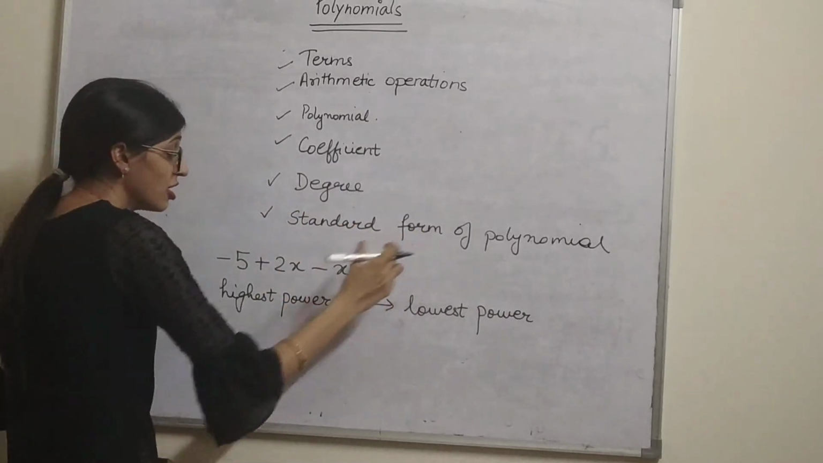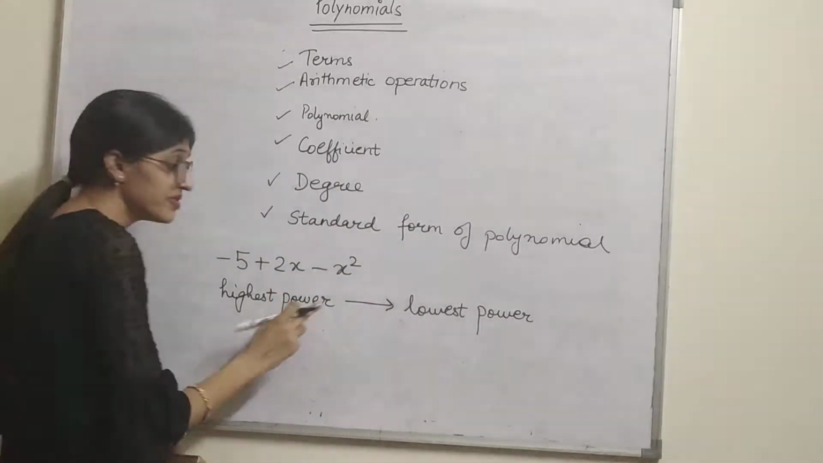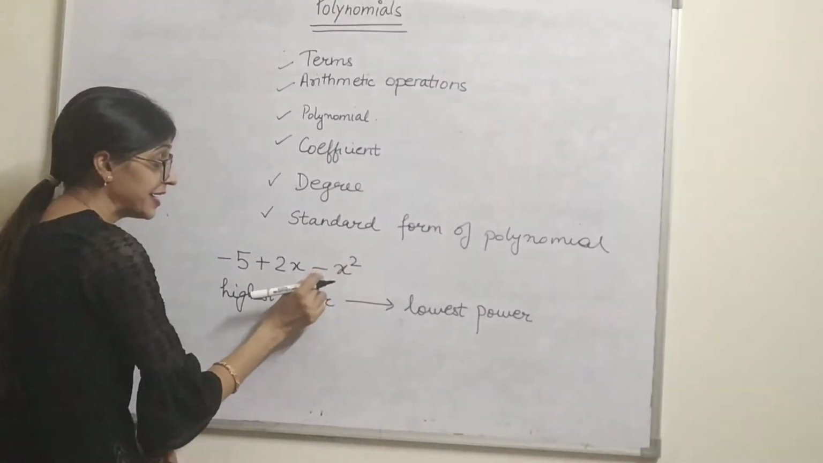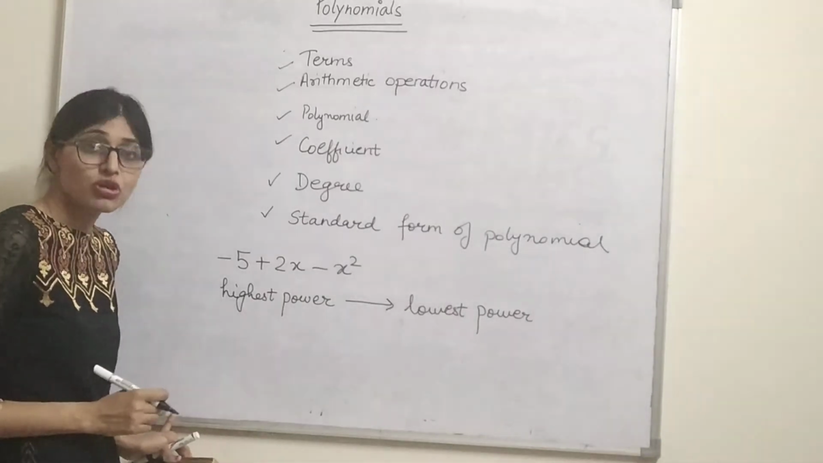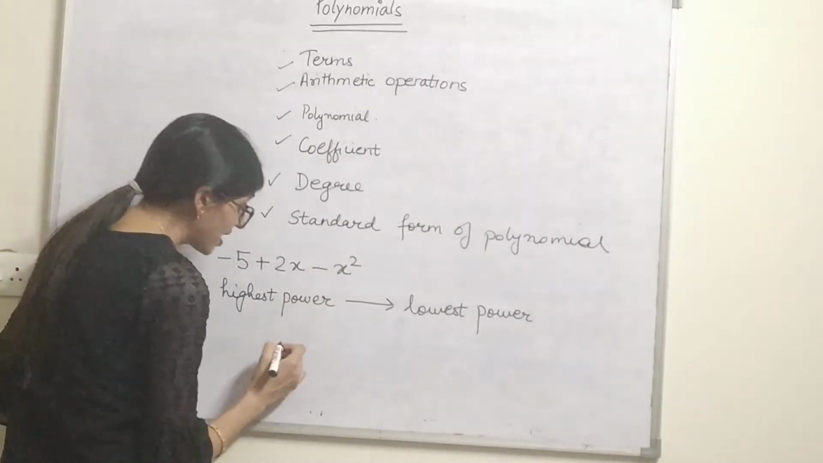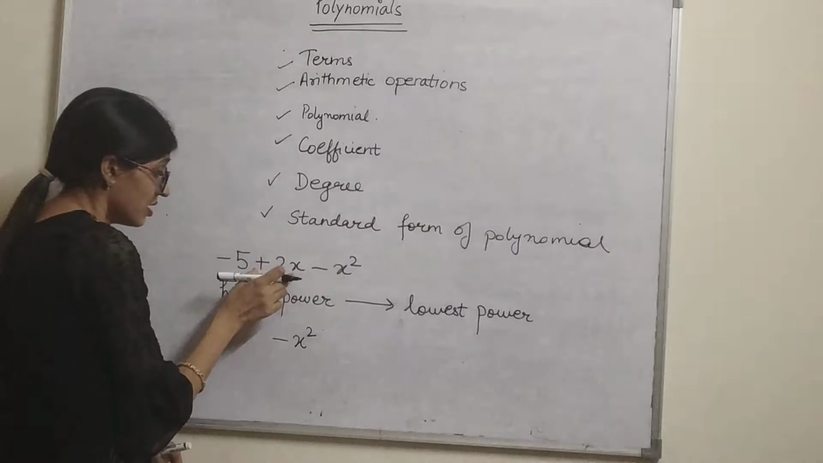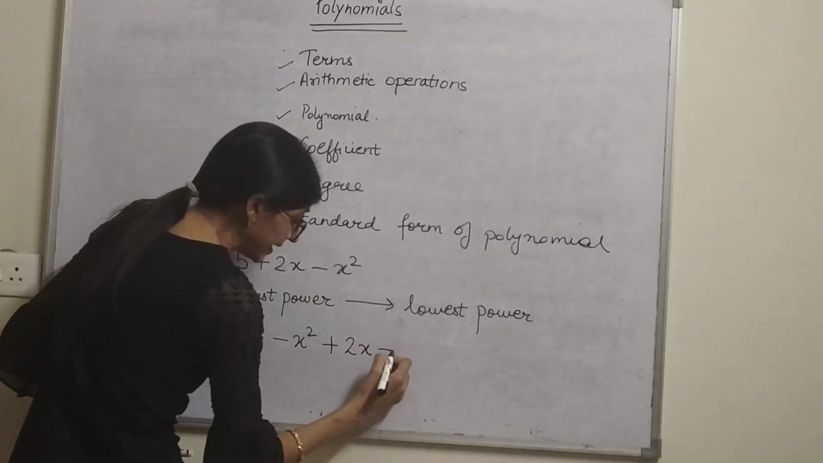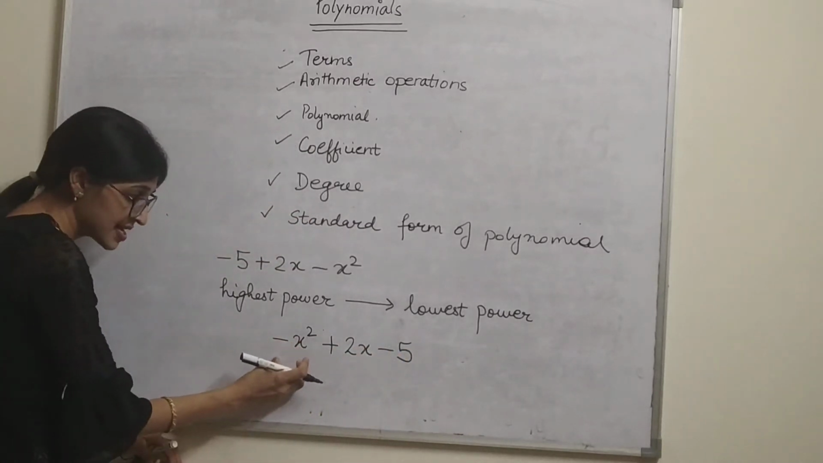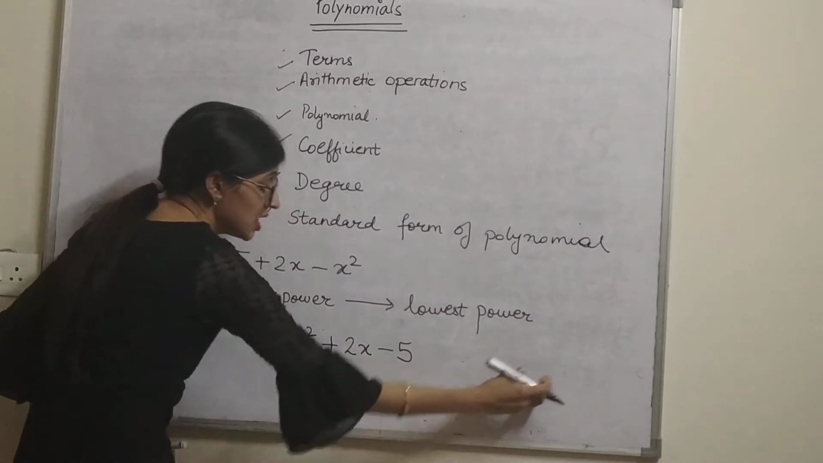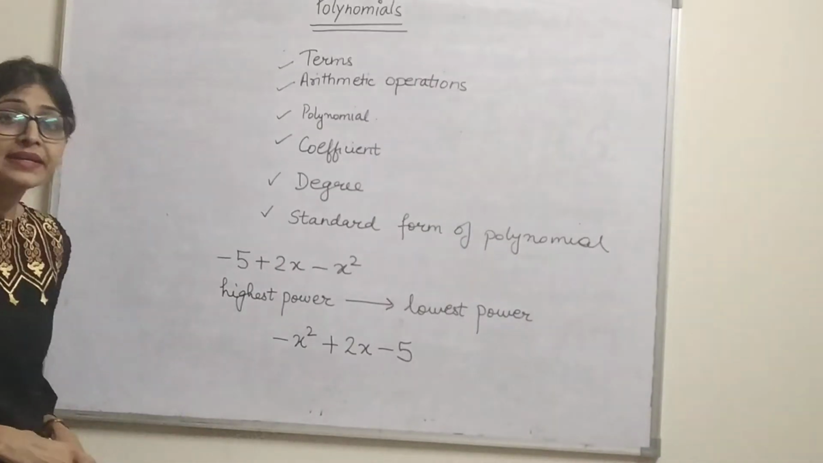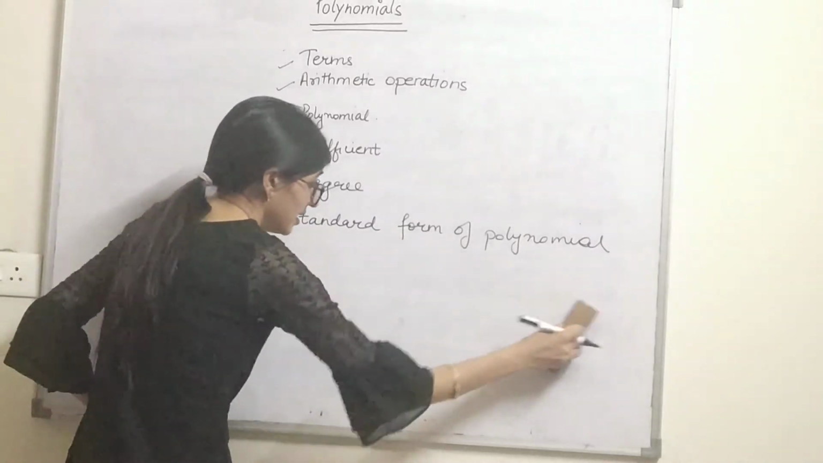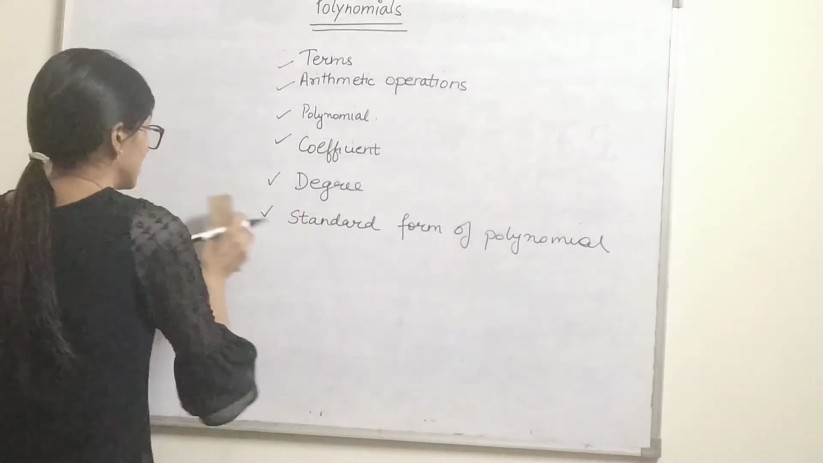What is the standard form? Starting from the highest power, move to the lowest power, and take the arithmetic operation also along with it. What is the highest power? Minus x square. After that, plus 2x. After that, minus 5. So starting from the highest power, moving to the lowest power is the standard form of a given expression. Till now we have learned these things.